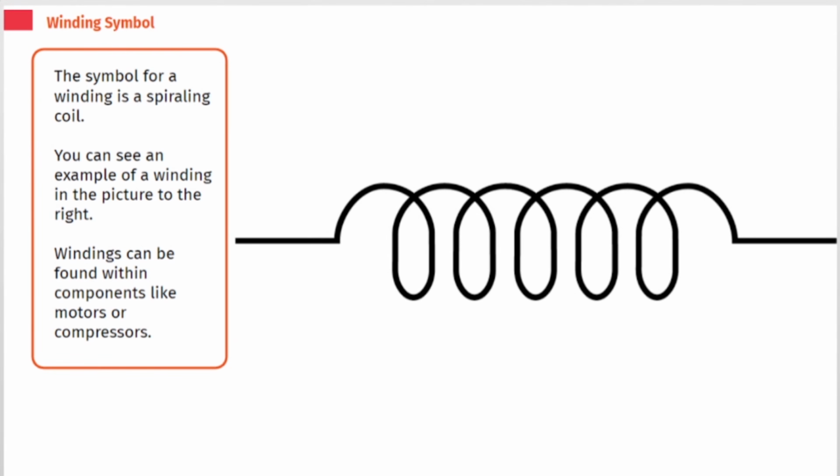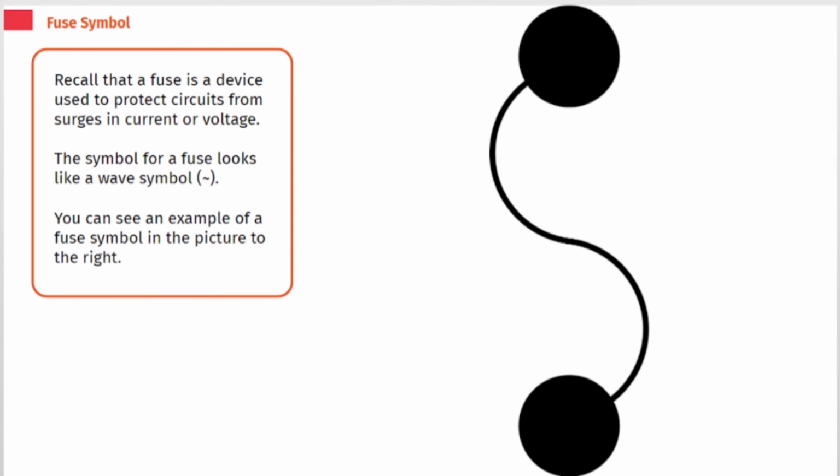The symbol for a winding is a spiraling coil. You can see an example of a winding in the picture to the right. Windings can be found within components like motors or compressors. Recall that a fuse is a device used to protect circuits from surges in current or voltage. The symbol for a fuse looks like a wave symbol. You can see an example of a fuse symbol in the picture to the right.